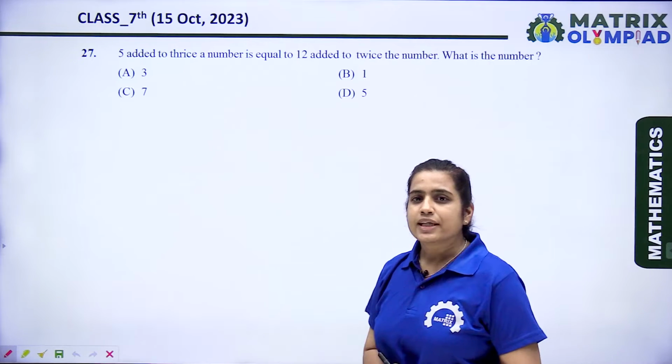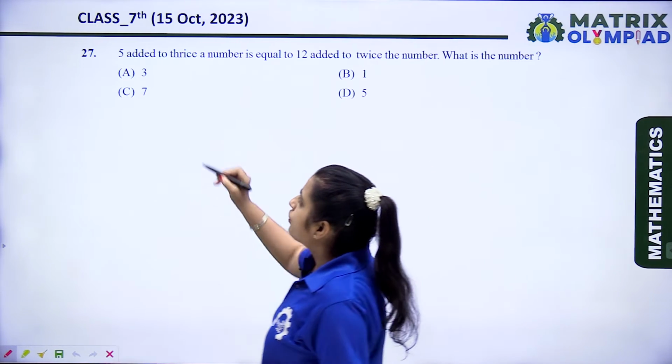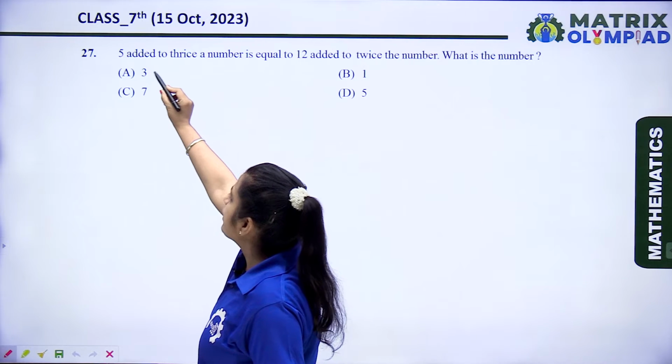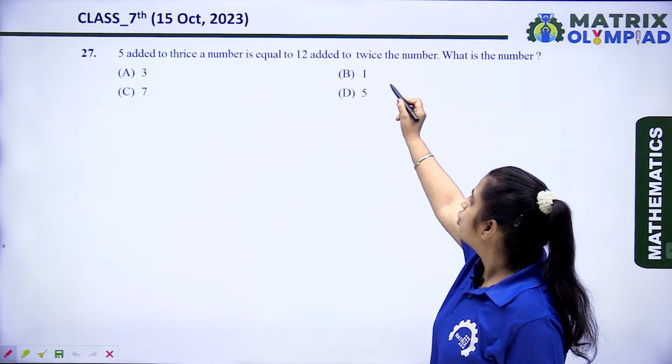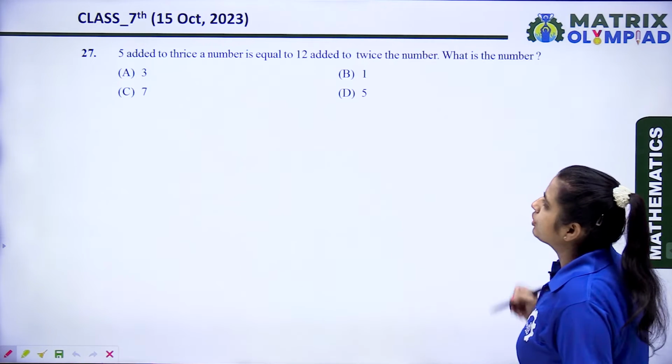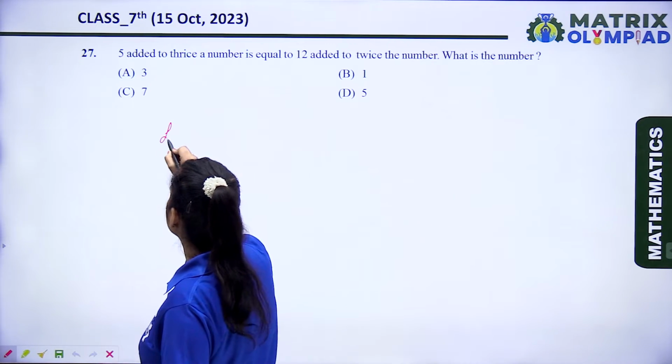Now here comes the next question, that is 27. In this question, we are asked to write 5 added to thrice a number is equal to 12 added to twice the number, what is the number? We have to find out the unknown number. So let the number be x.